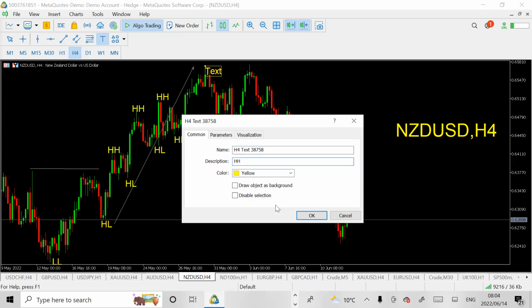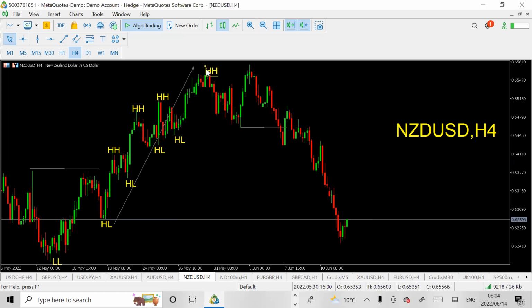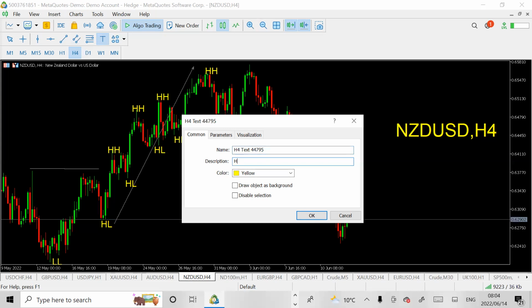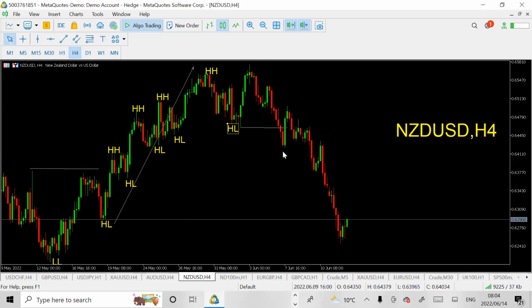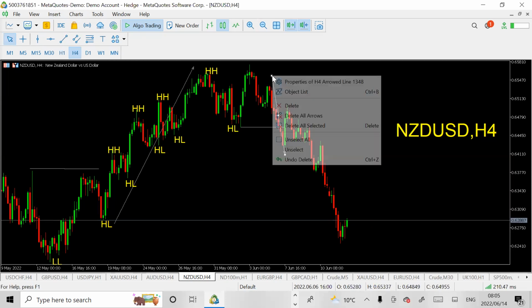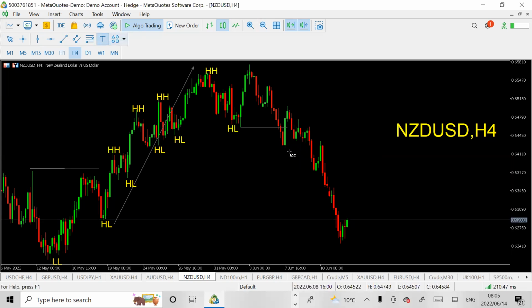So what happened when it came back to make this higher low? This was our higher low, but it failed to make a new higher high. What did price do when it failed to make a new higher high? It dropped and it broke the higher low. So breaking the higher low means what? Breaking that zone is what we call the change of character. Definitely, you don't have to forget that.